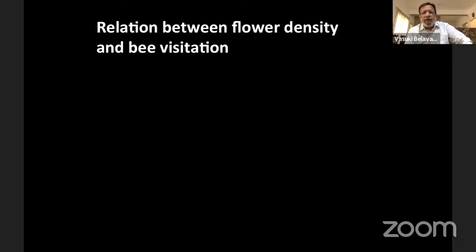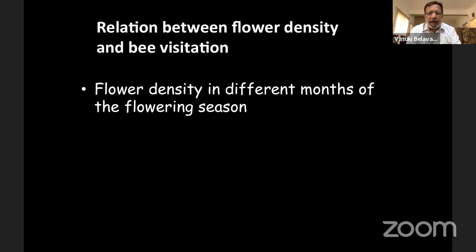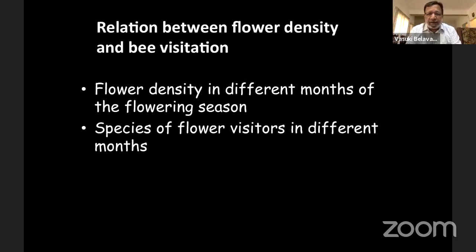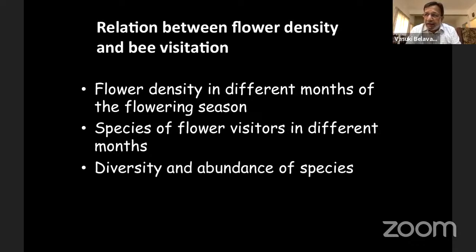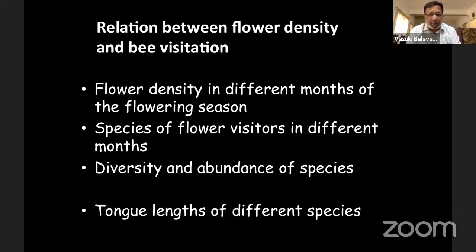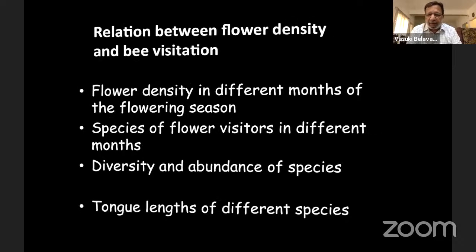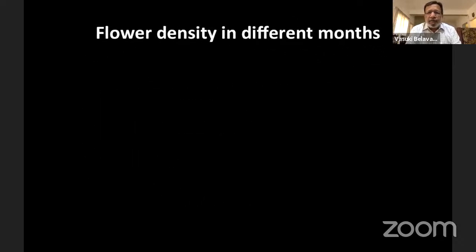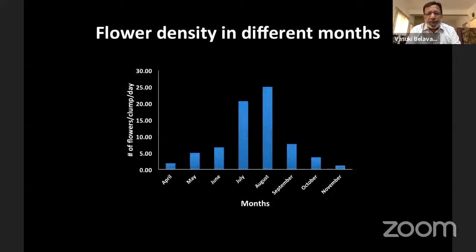So we wanted to look at the relation between the flower density and bee visitation, flower density in different months of the flowering season, and the species of flower. Are there any other species of insects which are visiting the flowers in other months? The diversity and abundance of these species. And we also wanted to look at the tongue lengths of these species. There is a reason for this. I'll come to that. Now, the flower density in different months, I have already told you this.